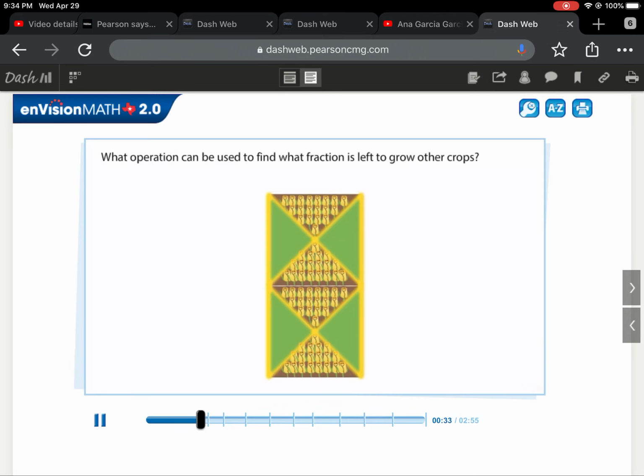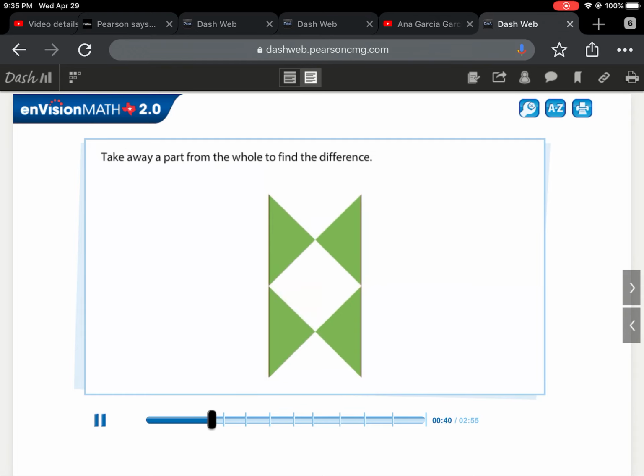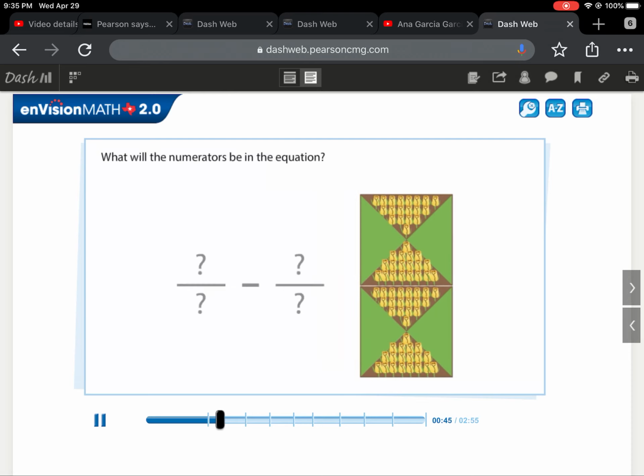What operation can be used to find what fraction is left to grow other crops? And if you notice on there, the clue word is take away. Take away a part from the whole to find the difference. What fraction is left?